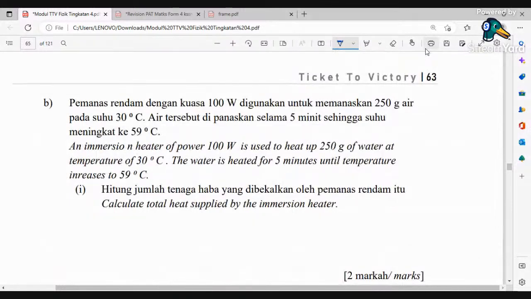Okay, part B. An immersion heater of power 100 watt heats up 250 gram of water, temperature 30. The water is heated for 5 minutes until the temperature is 59. Calculate the total heat supplied by the immersion heater.